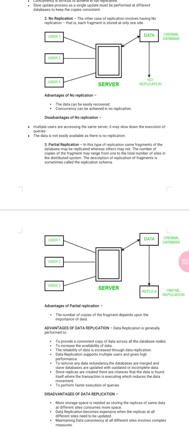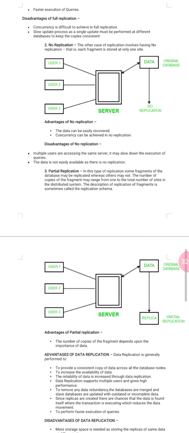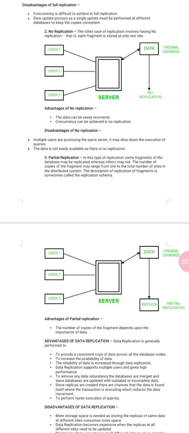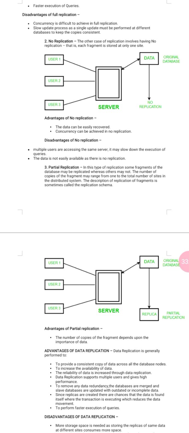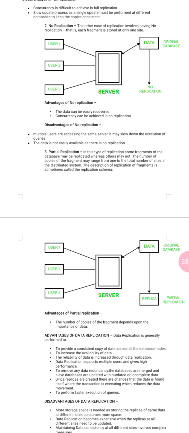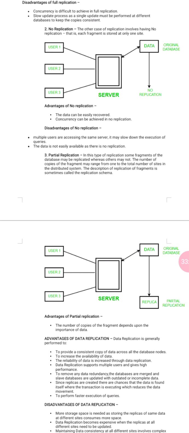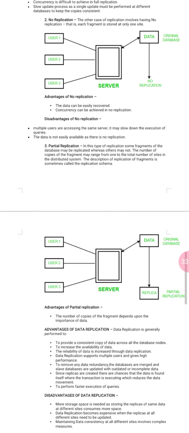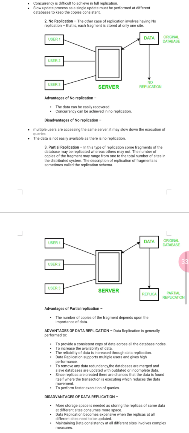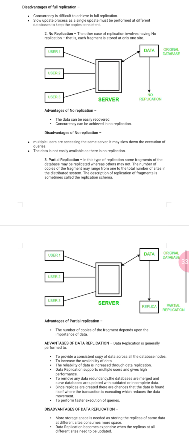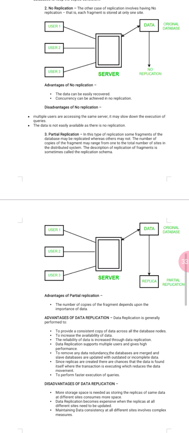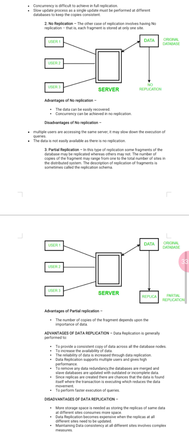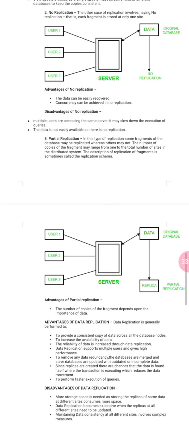Second scheme is no replication. The other case of replication involves having no replication, that is, each fragment is stored at only one site. No replication means the data is not replicated. Clear? That is, each fragment is stored at only one site. Only one server contains the data. It cannot be copied. See here, the diagram is most important.